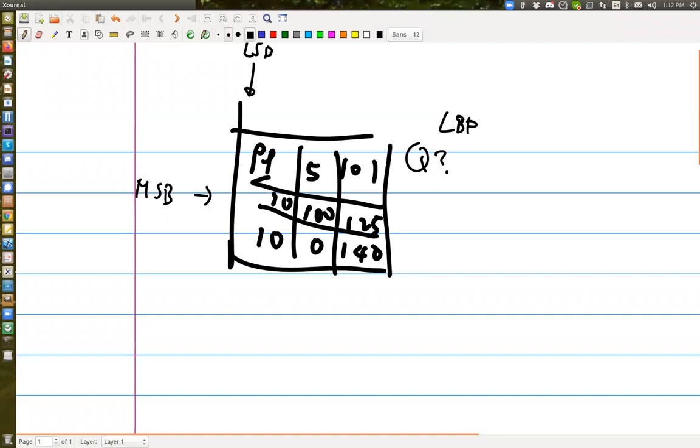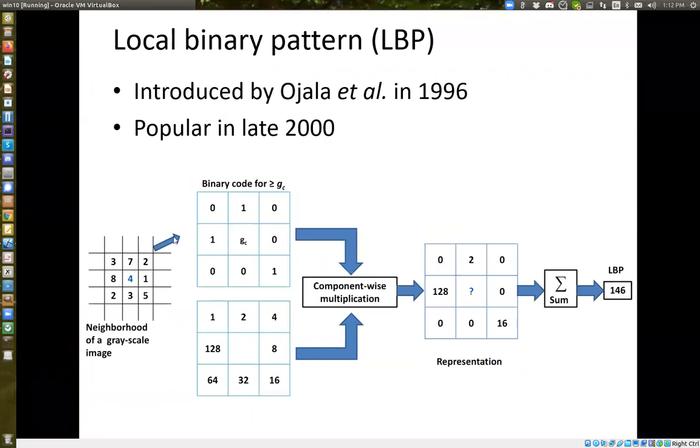Okay, let me go back to that example, then come back to here. How it works is like this. You want to have a local descriptor for this patch here, a very small 3 by 3 block. I compare the neighborhood with the central pixel here. Let's say the central pixel has a value of 4. I look at whether each neighbor is bigger or smaller. If bigger, I count it as 1. If smaller, it's 0.